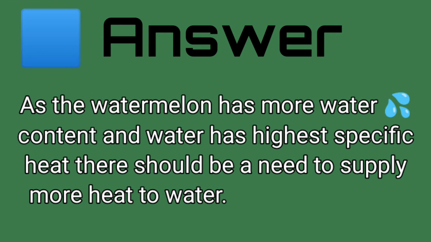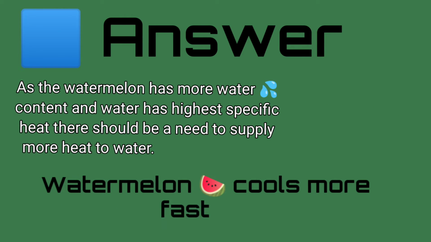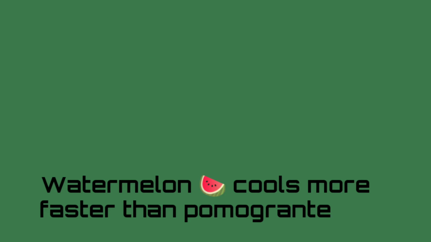Okay, are they tough? I think they are not so. The answer for both questions is the same: specific heat. As more heat supply is needed for water, the specific heat of water is more. Now, when comparing watermelon and pomegranate, watermelon has more water content, so it has more specific heat. It means it cools faster than pomegranate. Because pomegranate has less water content, it needs less heat supply. It means it does not cool as fast. It takes more time to cool down.